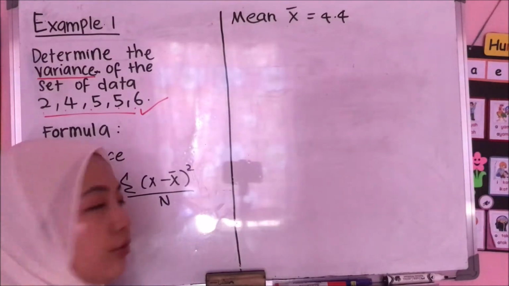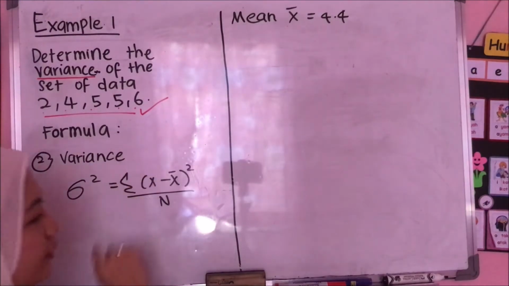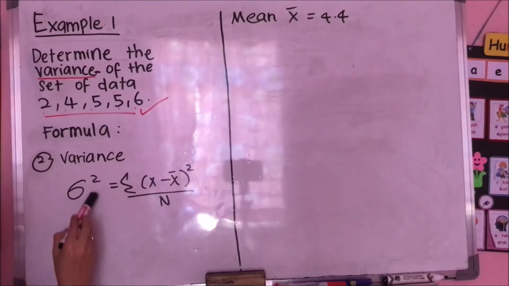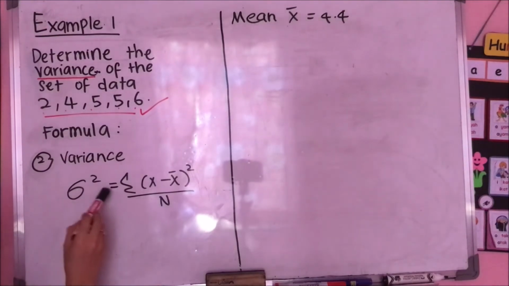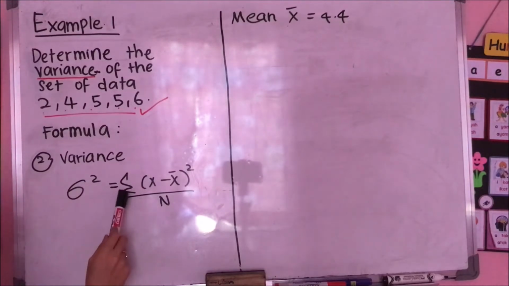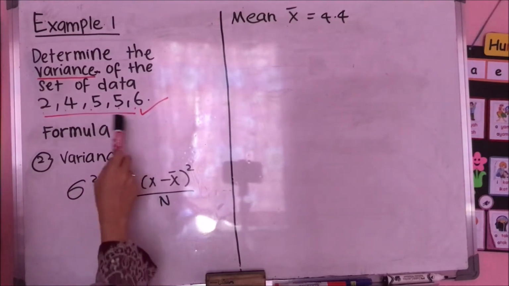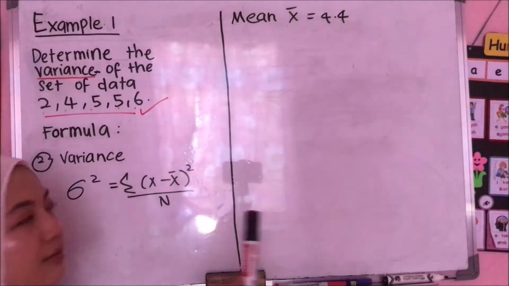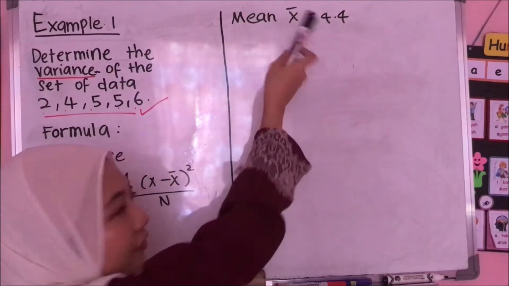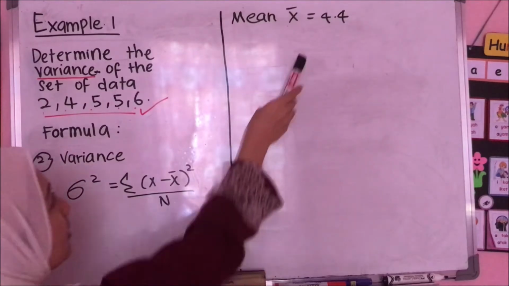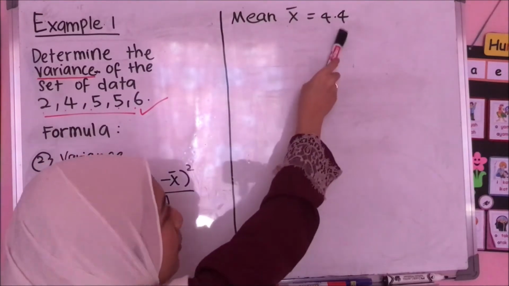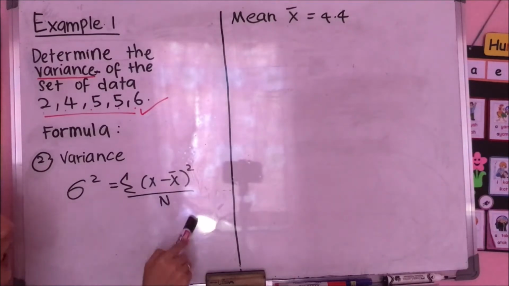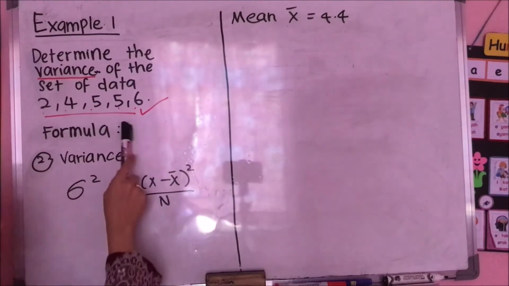Alright, step 2, we have to find the variance. What is the formula of variance? Variance, sigma square, is equal to the sum of x, the data, minus x bar, squared. What is x bar? X bar is the mean, right? We found the mean just now, 4.4, and then square. Divided by n, where n is the number of data.